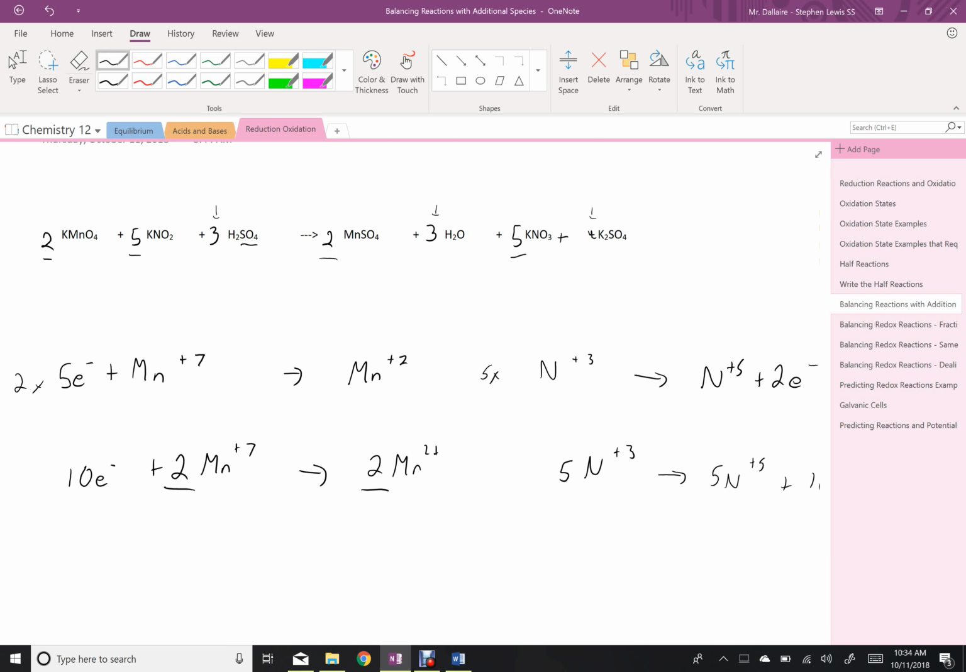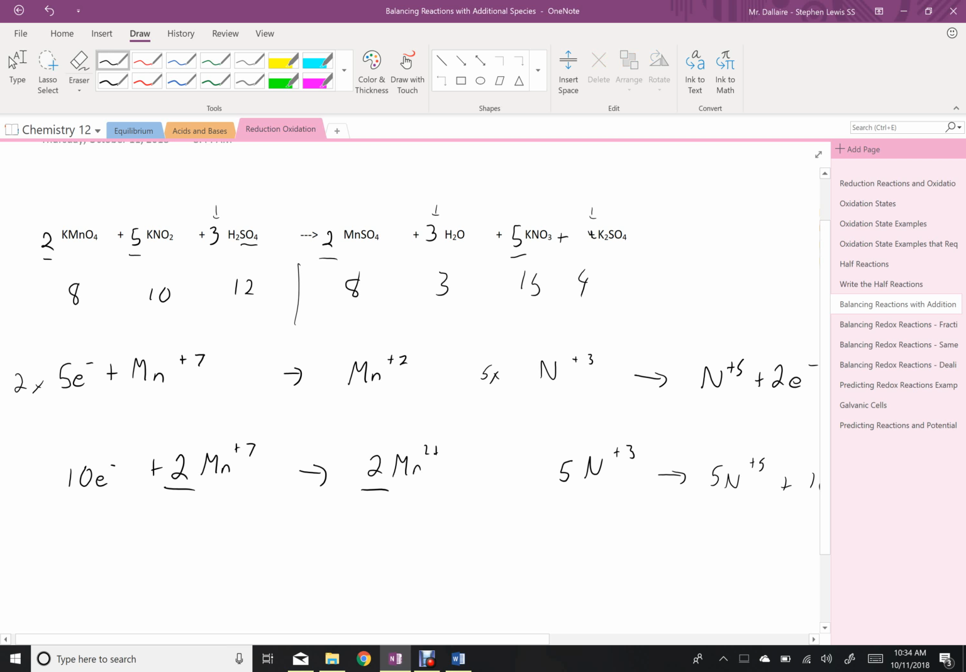So I just need to go through and total my oxygens to make sure that my numbers before and after the reaction are the same. Here I have 8 oxygens, 2 times 4. Here I have 10 oxygens, 5 times 2. Here I have 12 oxygens, 3 times 4. Here I have 8 oxygens, 3 oxygens, 15 oxygens, and 4.